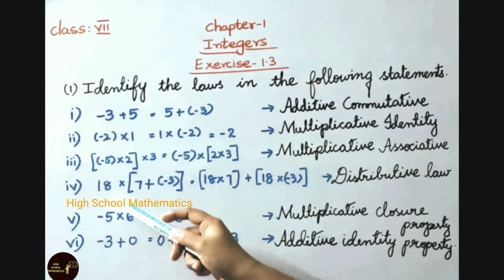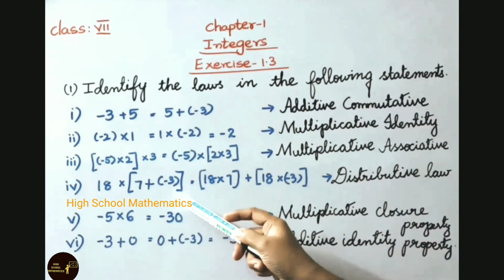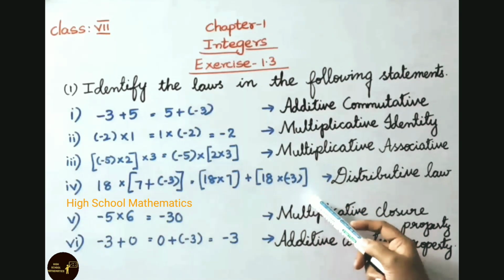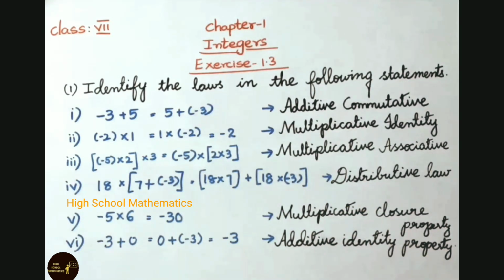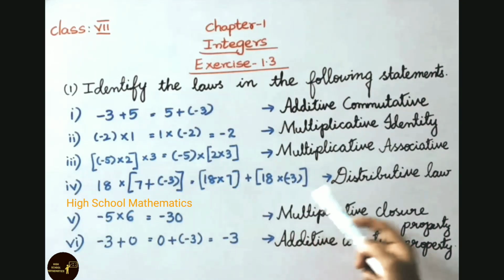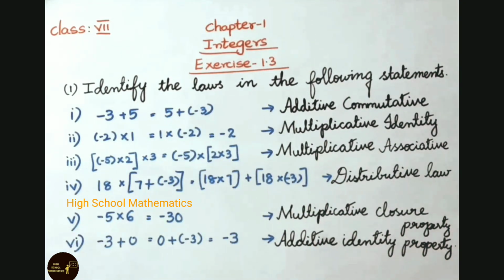See now the fourth one, 18 into 7 plus minus 3 equals 18 into 7 plus 18 into minus 3. It is looking like the distributive property, that is a into b plus c equals a into b plus a into c. Therefore here the answer is distributive property or distributive law.